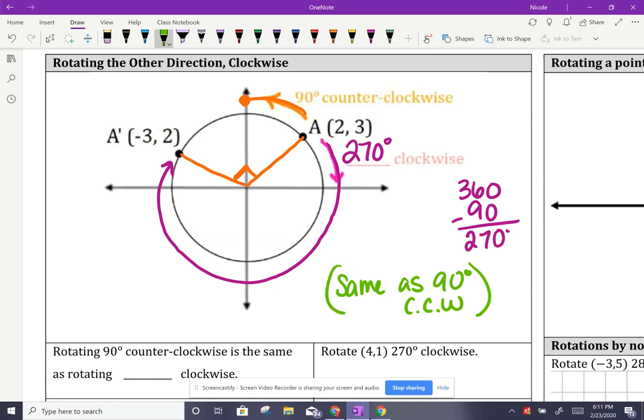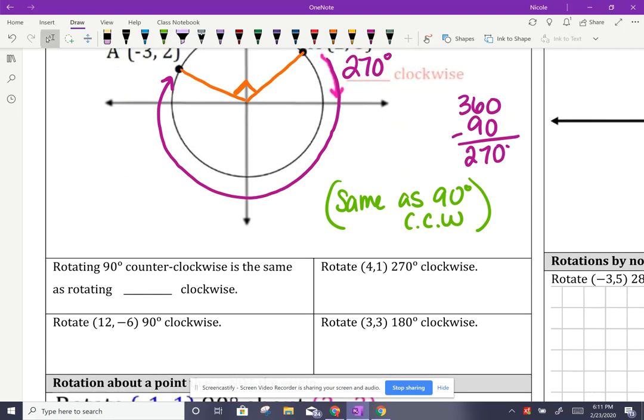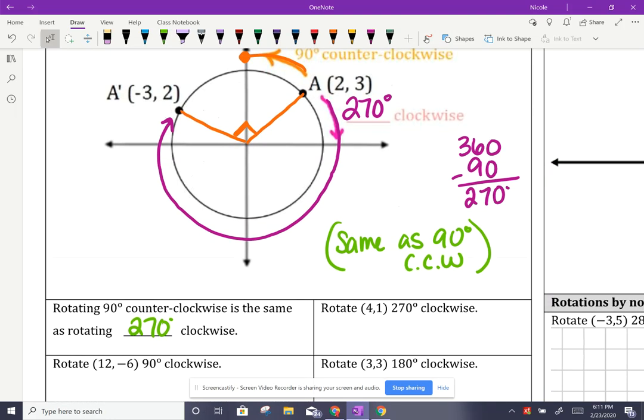Okay, so that's real important. So rotating 90 degrees counterclockwise is the same as rotating 270 degrees clockwise. So if you were rotating the point 4, 1, 270 degrees clockwise, this is the same as 90 degrees counterclockwise, which means our y goes up to the front and is negative, and x goes to the back. So then this point becomes negative 1, 4.